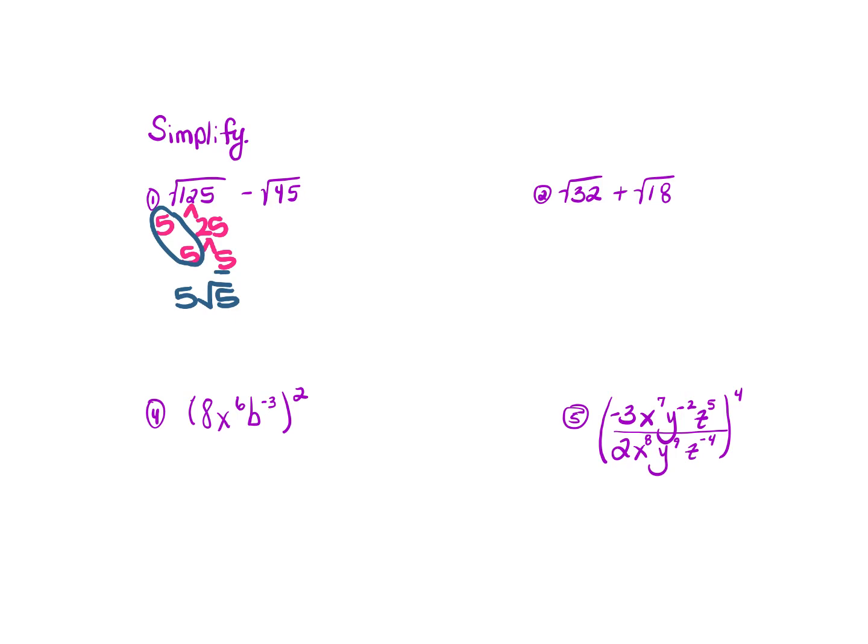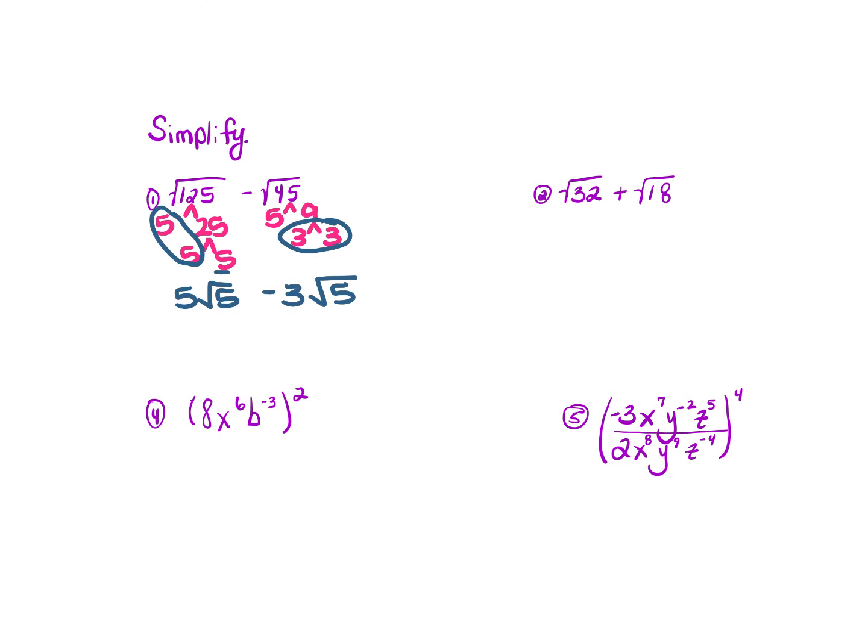For the square root of 45, 45 is 5 and 9. 9 is 3 and 3. So again, you're looking for a group of 2. You have 2 3s. The 3 is going to come out to represent both of those, and that 5 is going to stay underneath the radical. So you now have 5 square root 5 minus 3 square root 5.